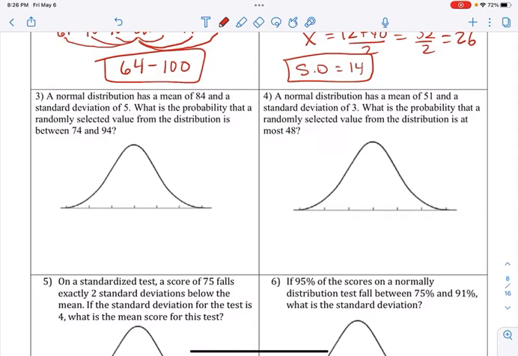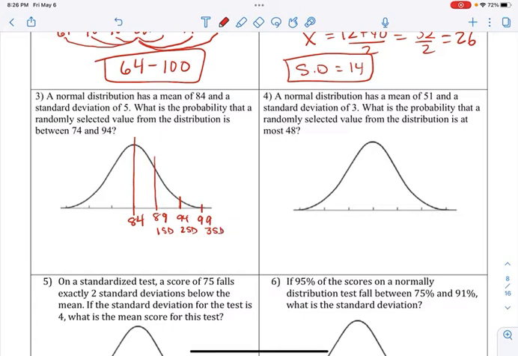All right, a normal distribution has a mean of 84, so 84, the mean's going in the middle. It has a standard deviation of 5. What's the probability that a randomly selected value from the distribution is between 74 and 94? All right, well, let's figure this out. So this is one standard deviation. I add 5, and, oops, that's 89. And then I add 5 again, and that would be 94. I add 5 again, that would be 99. So again, this is one standard deviation, 2 standard deviations, 3 standard deviations.